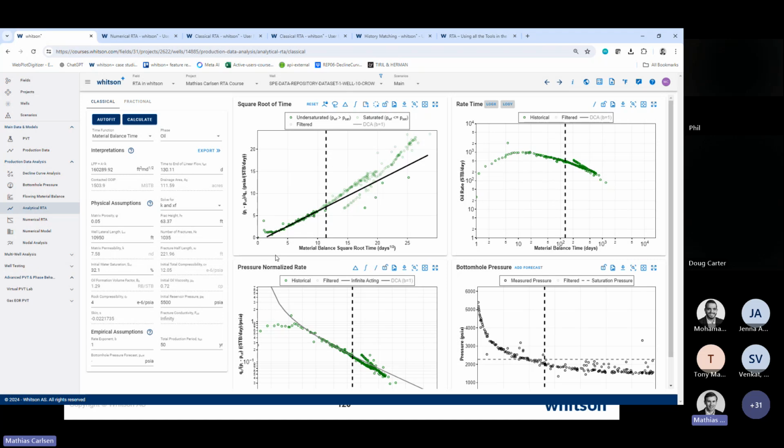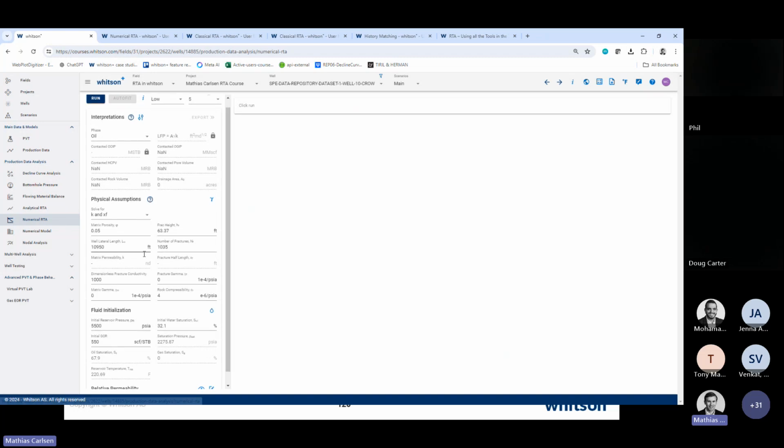And this is actually a pretty interesting well from some other perspectives too. So that may be something we can discuss in another session. The thing I would like to focus on for this well is the numerical RTA piece. And in numerical RTA, we're going to do a couple of changes.